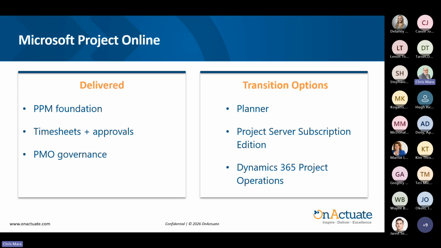So what are your transition options? Now that Project Online is coming to a retirement date, your options are Microsoft Planner. Planner Premium adds modern scheduling constructs like Gantt charts, dependencies, critical paths. There's Microsoft Project Server Subscription Edition. This represents a continuation of the classic Project Server or Project Online capability set, but is on-premise. And finally, there's Dynamics 365 Project Operations. This is positioned for organizations that need deeper operational control, timesheet management, resource scheduling, end-to-end delivery, and financial visibility.